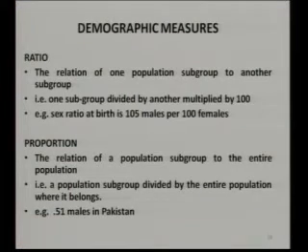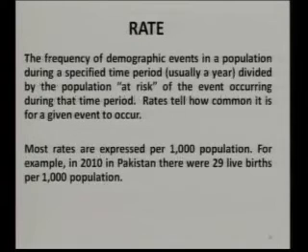So the ratio is where the two subgroups are independent of each other. The denominator contains one subgroup and the numerator is the other subgroup. So it's A divided by B. In terms of proportion, it is A divided by A plus B, the total population. So that is percentage also.